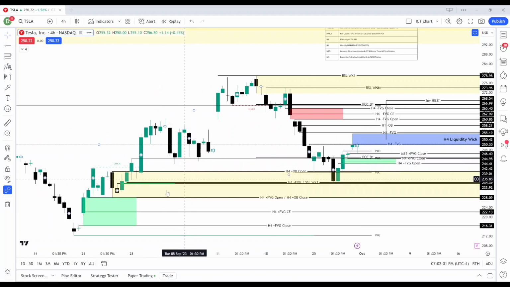Okay, I do want to show you on this time frame, we have a lot of fair value gaps that we're paying attention to. We again have this daily right here. We have H4 fair value gap close. We have fair value gap open. Okay, we'd be looking for that.